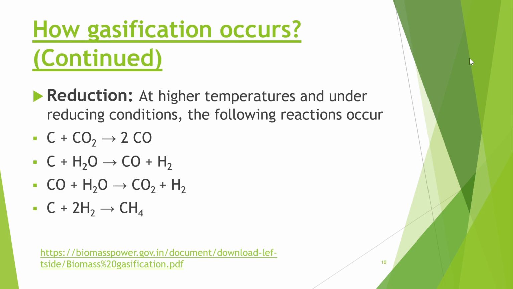Then comes reduction. In this, a higher temperature is involved than the previous steps, that is, more than 1400 to 1500 degrees Celsius, and the following reactions occur. First of all, carbon plus carbon dioxide makes 2 moles of carbon monoxide. Carbon further reacts with water and produces carbon monoxide plus H2. Carbon monoxide and water react to produce carbon dioxide plus hydrogen, plus carbon and hydrogen also react to produce methane. Here carbon monoxide, methane and hydrogen, all three are flammable gases, which are required by us.